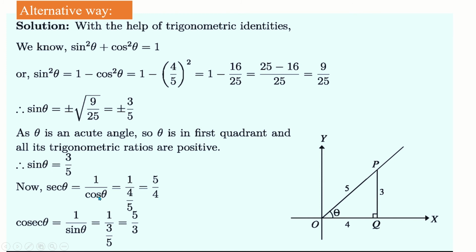Sec theta equals 1 by cos. Given cos is equal to 4 by 5, after calculating we get 5 by 4. Dear student, cosec theta equals 1 by sin theta. So this equals 1 by 3 by 5, as sin theta is equal to 3 by 5. So this equals 5 by 3.